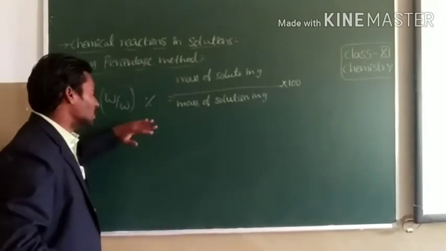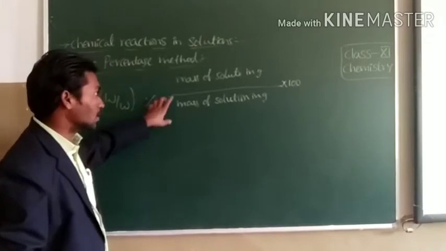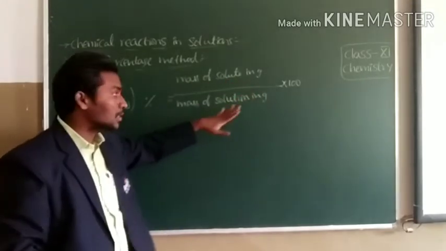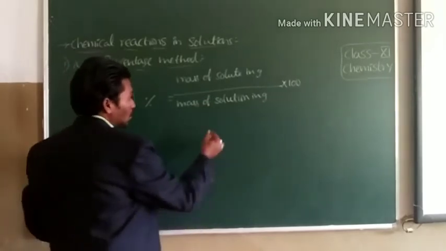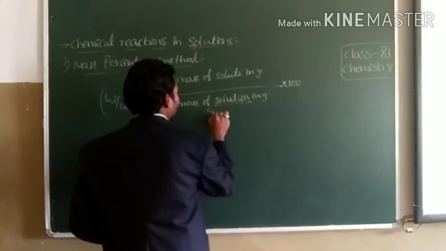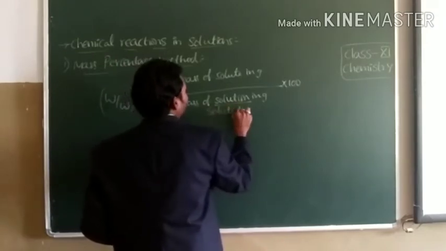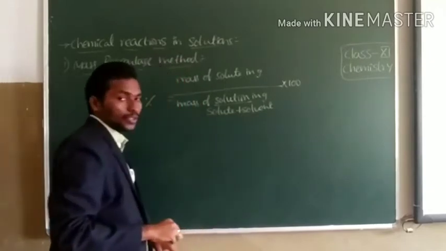So in the mass percentage method, or weight percentage method, it can be calculated as the mass of the solute in grams by the mass of the solution in grams into 100. You know that a solution is a homogeneous mixture of solvent and solute. In the place of solution, you can write solute and solvent.